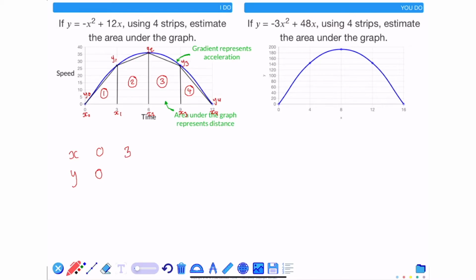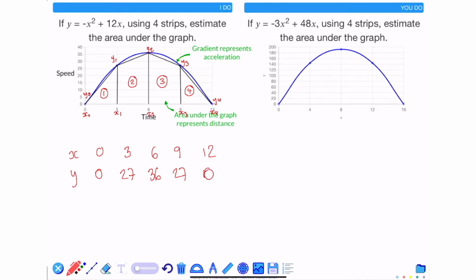When x is 3, negative 3 squared plus 12 times 3 is 27. When x is 6, negative 6 squared plus 12 times 6 is 36. When x is 9, negative 9 squared plus 12 times 9 is 27. And when x is 12, negative 12 squared plus 12 times 12 is 0.